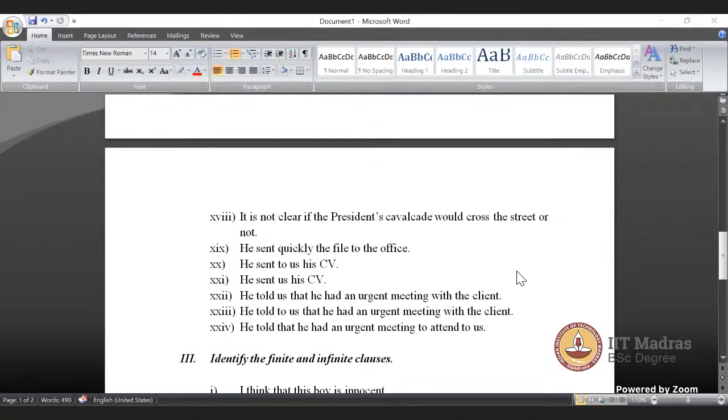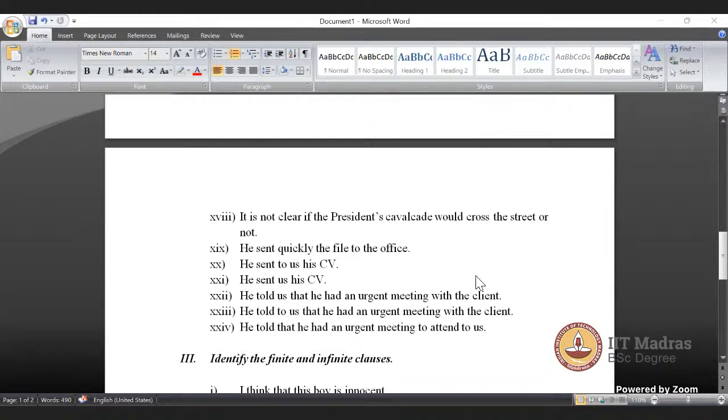22nd one. He told us that he had an urgent meeting with the client. He told us, grammatical. It is grammatical. So there's that clause here that he had an urgent meeting with the client, right? And the sentence is grammatical. So what is the direct object here? He told what? Okay, that part will answer your direct object. That he had an urgent meeting with the client. That is your direct object, and us is your indirect object.